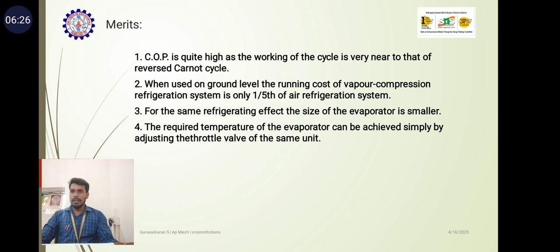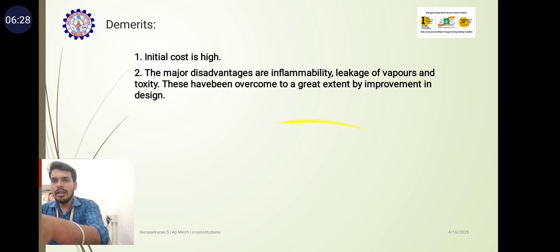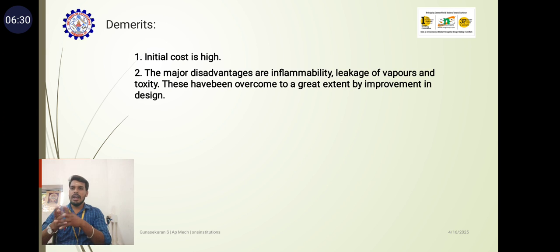Then the demerits: the vapor compression system has several demerits, such as high cost. It relies on electrical energy, leading to high operating cost, especially in large scale applications. The use of certain refrigerants can contribute to global warming. Mechanical components like the compressor require regular maintenance and can be noisy.